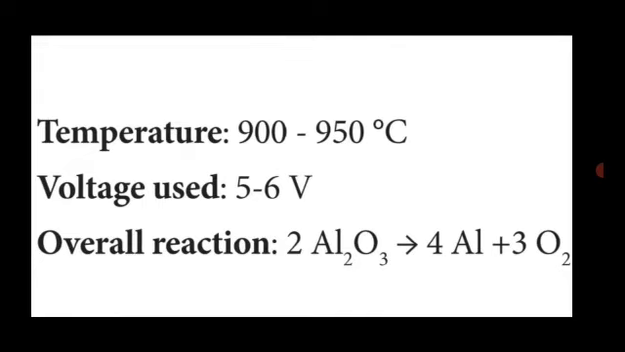Dear children, learn today's topic. Today's topic is extraction of aluminium. Extraction of aluminium proceeds in two steps. What are the two steps? The Bayer process and the Hall process.